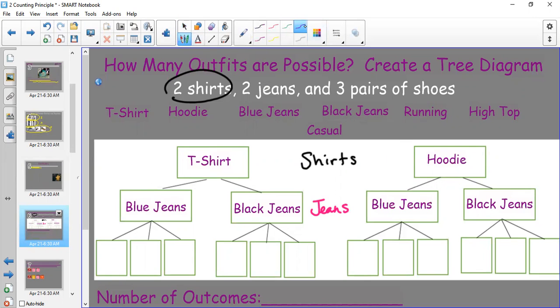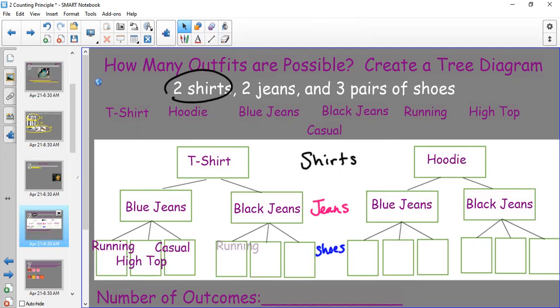And then the third event that we have to pick is shoes. We could do t-shirt, blue jeans, and then I have three options. So from each of these, we're going to branch three more options. We could do running shoes, high tops, or casual. Again, running, high top, or casual. So we have to show all three options from each branch.